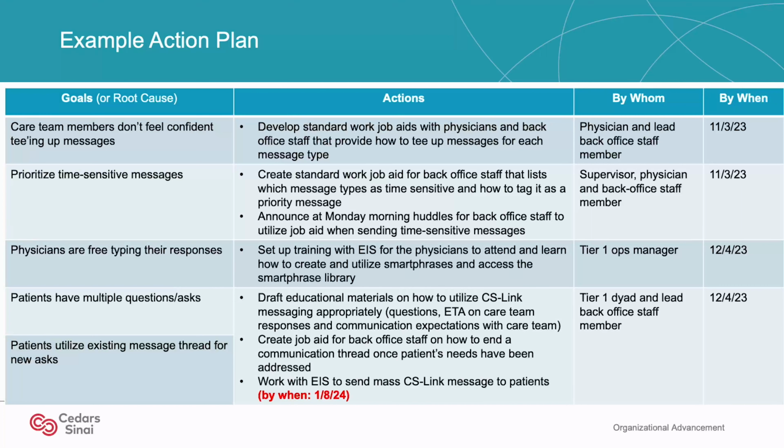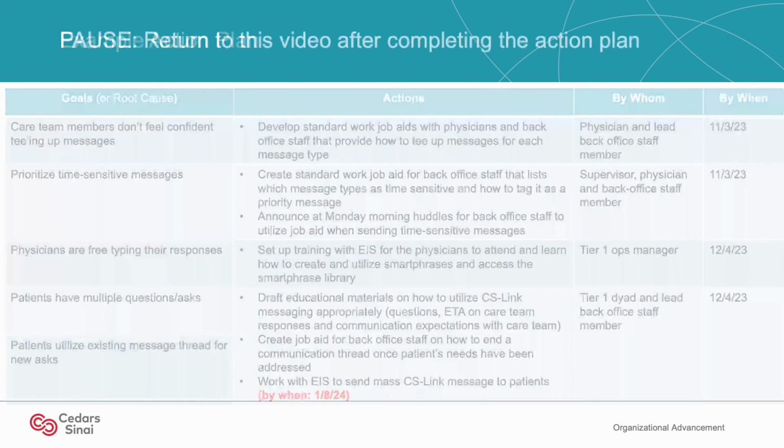Here's an example of an action plan. This team identified 5 root causes and plugged them into the goals column. From there, they identified action steps to help address the causes. Notice how the team addressed the causes by developing standard work and setting up training sessions with EIS. They also assigned 2 team members to most action steps and paced their interventions by rolling out 2 interventions at a time.